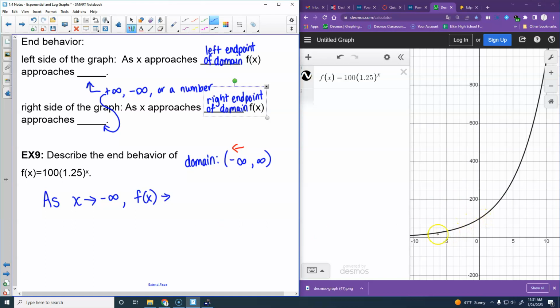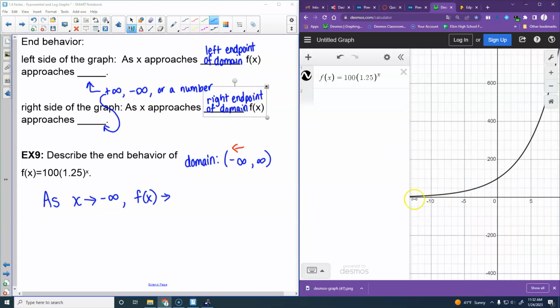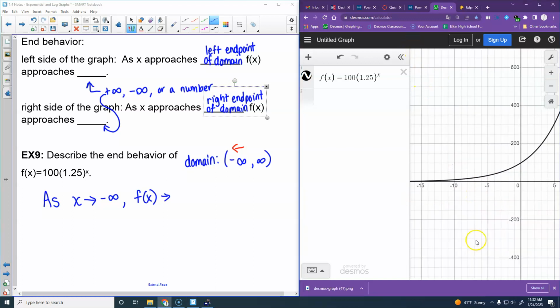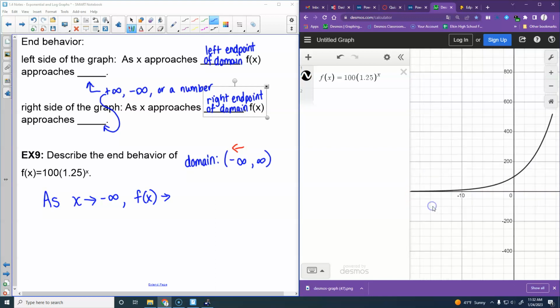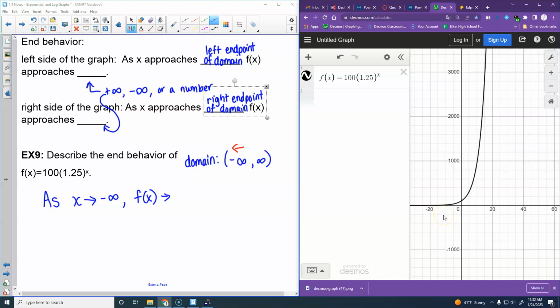On this left-hand side of the graph, as you go to negative infinity, what is happening to our y coordinates? Are they going down forever? Are they going up forever? Or are they leveling out? I think we can rule out going up, right? It's not going up. Is it going to level out? I think so. And exponentials have horizontal asymptotes, so it will. It's going to approach 0. So that would be your left side.